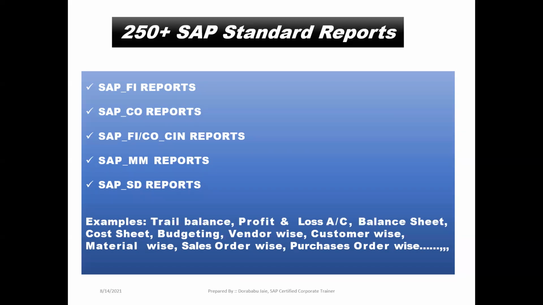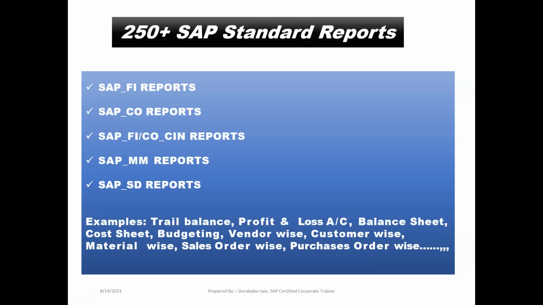Okay, once again coming to the examples here. Trial balance belongs to SAP FI report, profit and loss account belongs to SAP FI report, balance sheet belongs to SAP FI report, cost sheet belongs to SAP CO report, budgeting belongs to SAP CO report, vendor wise report belongs to SAP MM, customer wise report belongs to SAP SD, material wise report belongs to both SAP MM and SAP SD, sales order wise report belongs to SAP SD, and the purchase order wise report belongs to SAP MM. Like that we will have 250 plus reports. I am going to explain them from the starting to the ending on a topic basis.